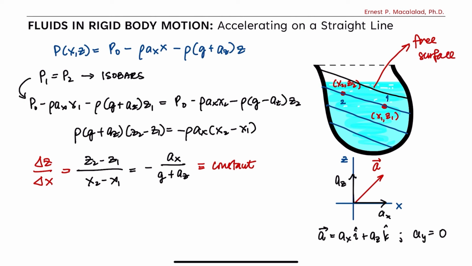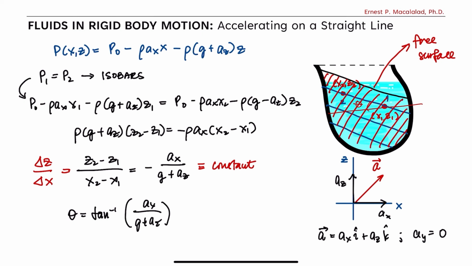Finally, we can calculate the angle it makes relative to the horizontal, which we assign to be theta, given as such. Theta is equal to arctangent of ax over g plus az. By virtue of the incompressibility of the fluid and the conservation of mass, the volume of the fluid will remain the same before and during acceleration, and during acceleration the resulting shape will be maintained by the fluid.